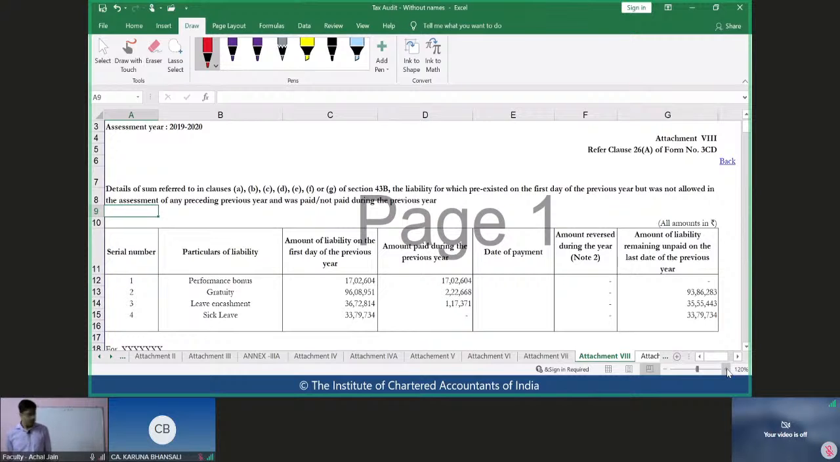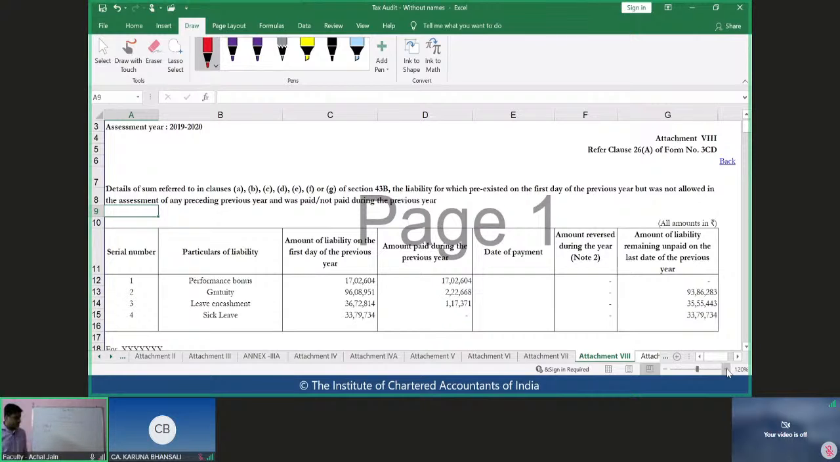So what does it mean? If I have to put this down on the board, it will be something like this. It says liability which pre-existed on the first day of the previous year. So this is 2019-20, and this is 1st April 2019. I'm just discussing this point with you because this happens to be the most tricky part in respect of these two clauses. This is 1st April 2019, and I'll just make the screen full also.